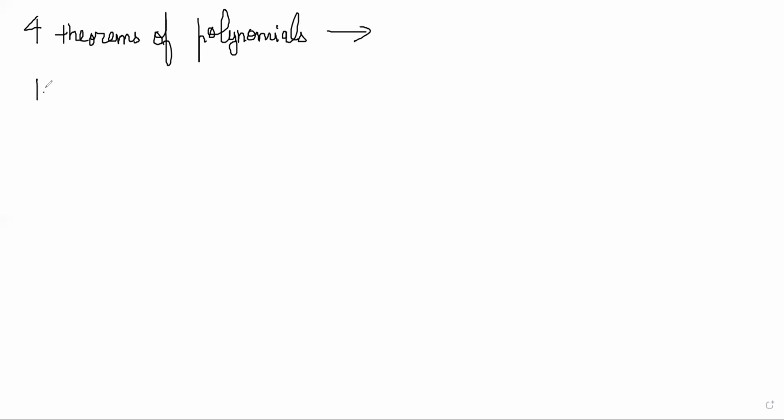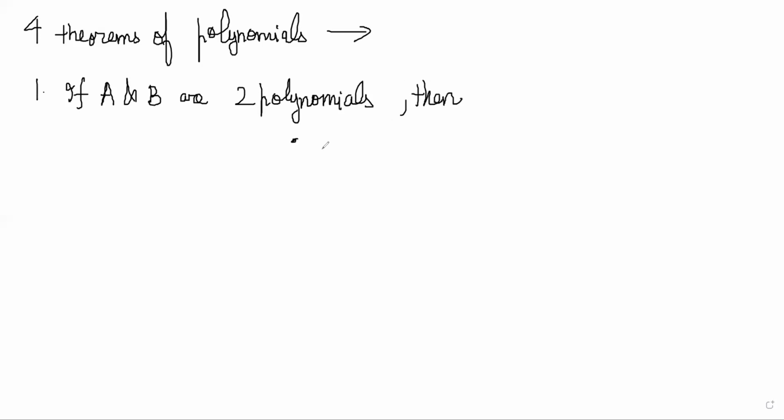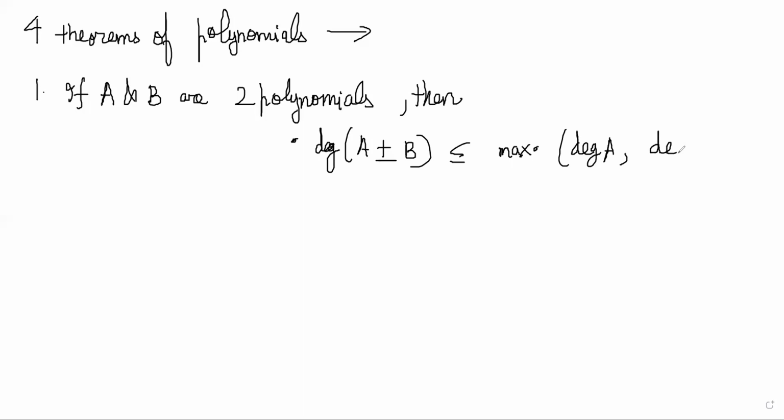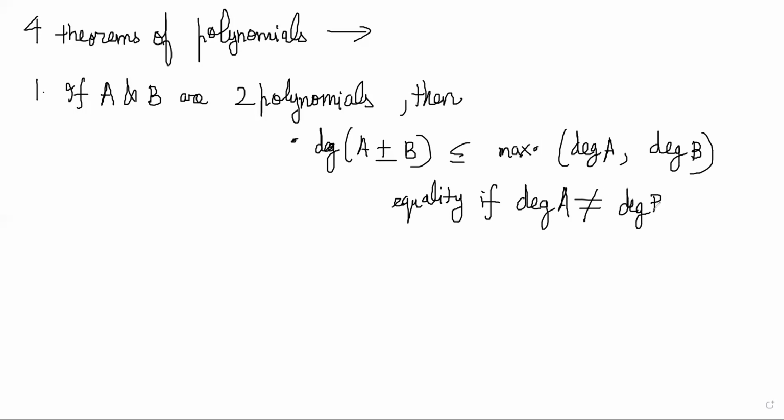Let's discuss these. So the first thing is, if A and B are two polynomials, then the degree of A plus or minus B will always be less than or equal to the maximum of degree of A, degree of B. And equality happens here, degree of A plus or minus B is equal to the maximum, if degree of A is not equal to degree of B. This is a very straightforward thing.